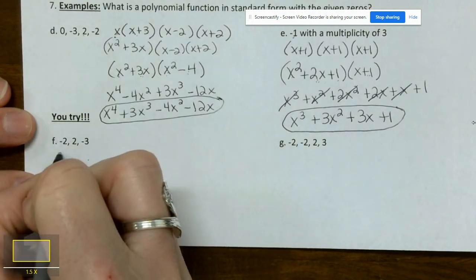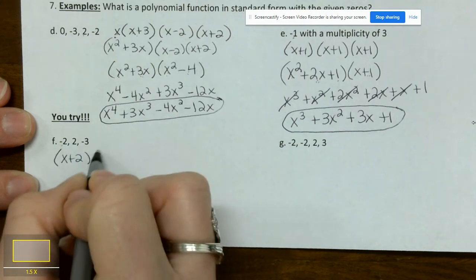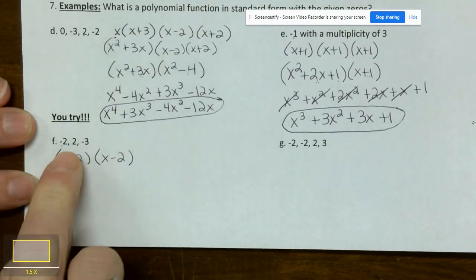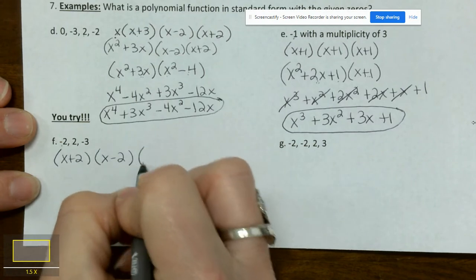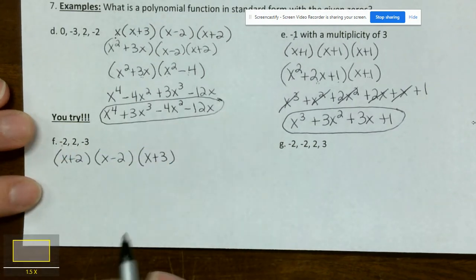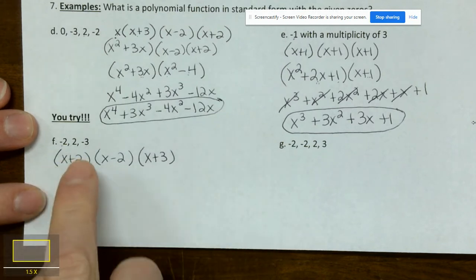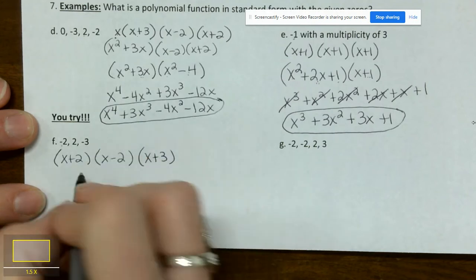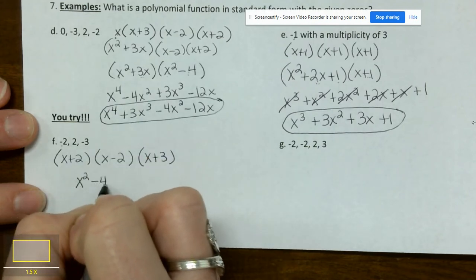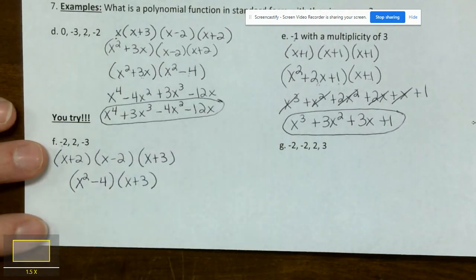Okay, for F, you should have had an x plus 2, that's from that negative 2, an x minus 2, which is from the positive 2, and an x plus 3, which comes from that negative 3. Okay, I'm going to multiply x plus 2 times x minus 2, and hopefully you recognize that's a difference of squares. So that's going to be x squared minus 4 times x plus 3.